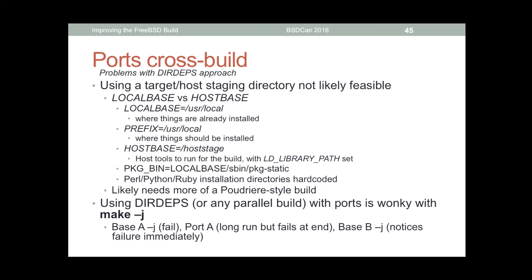This brings about a lot of problems in the ports tree because it expects that LOCALBASE is where it can run files from. But with dirdeps, we're staging the target stuff into one directory, and we're staging host stuff into a different directory. So LOCALBASE is going to be /usr/local, but really you want HOSTBASE to tell it where the files are that it can run. The ports framework needs a lot of work to actually run cross-compiling.